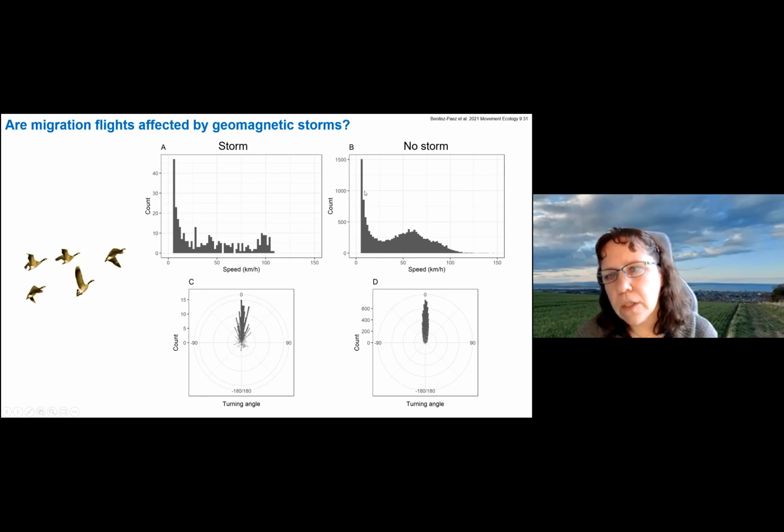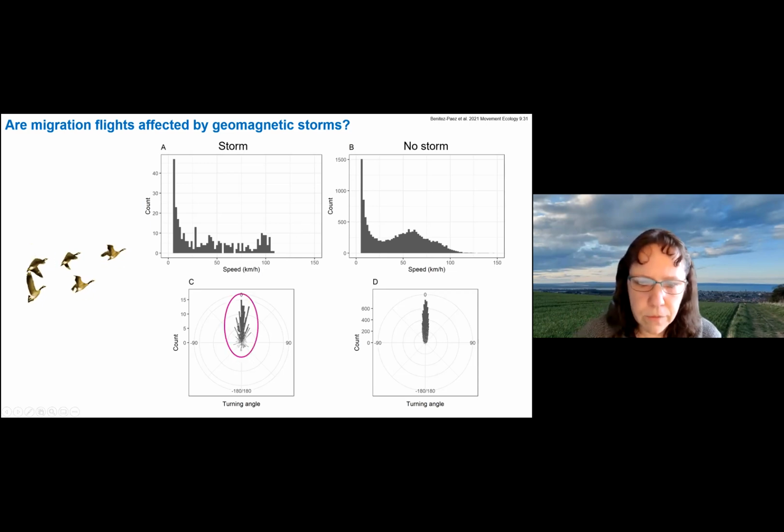So this one here is where they are, for example, in stopovers and so on. So we're not interested in these lower speeds because they're probably not flying. But the optimal migratory speed seems to be about 60 kilometers per hour. But if you look during the storms, you get something really different. So first of all, many more turning angles. And the second thing is that we have this peak here around 100 kilometers per hour. So it seems to go faster, right? Is that really the case?